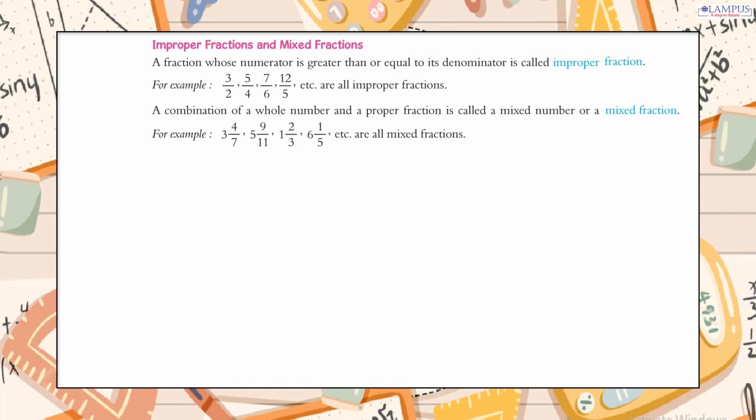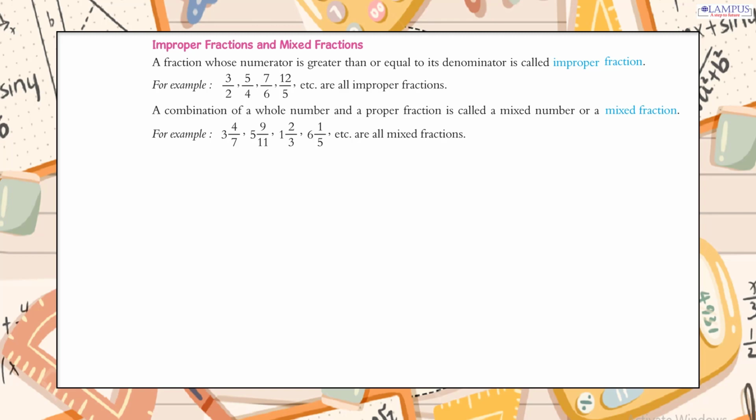Improper fractions and mixed fractions. A fraction whose numerator is greater than or equal to its denominator is called an improper fraction. For example, 3 by 2, 5 by 4, 7 by 6, 12 by 5, etc.